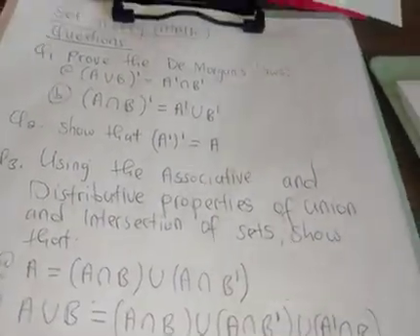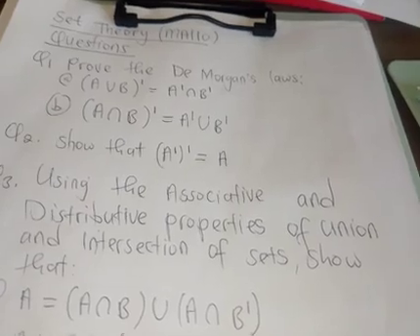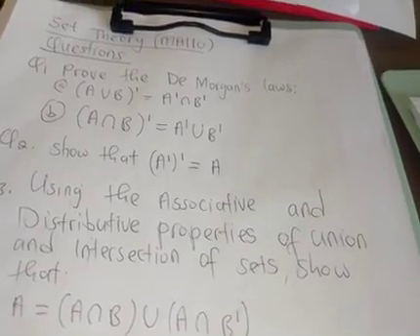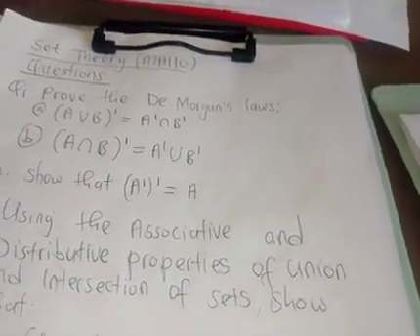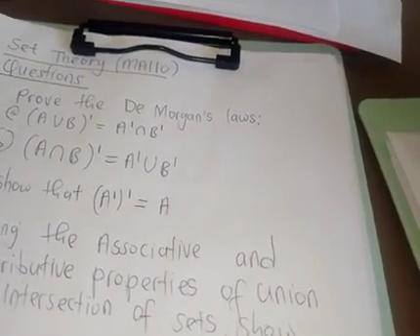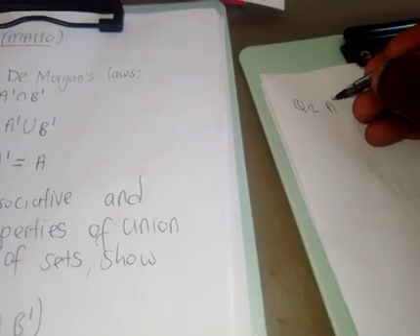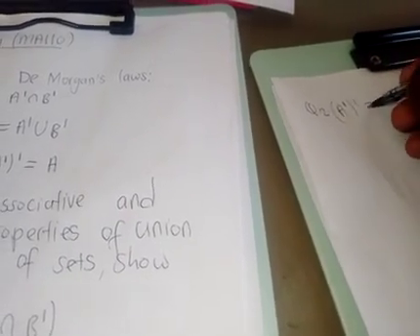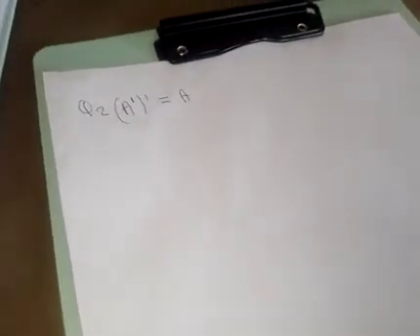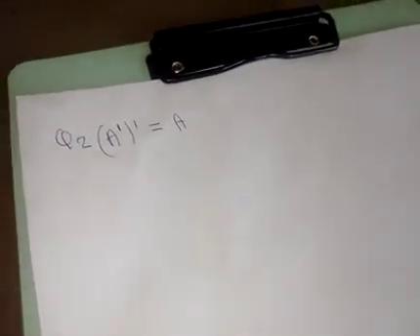Moving on to question 2. The second question: show that the complement of A complement equals A. So this is simply the complement of A complement under the complement laws. So for question 2, we have to show that (A complement) complement equals A. We are simply showing that the complement of A complement is equal to A itself.